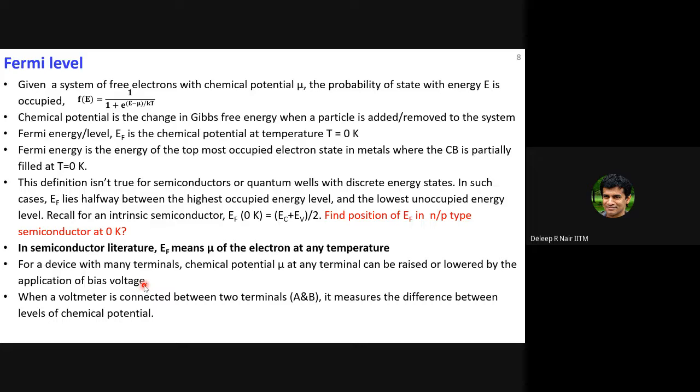Similarly, suppose you connect a voltmeter between two terminals of a device. In reality, the voltmeter measures the difference between the levels of chemical potential at those leads, right? So for example, the potential between these two leads, at point A and point B, is nothing but the difference in the chemical potentials divided by the electronic charge. Later, when you study more about semiconductor devices like a PN junction, you can then wonder what a voltmeter would measure when connected across a diode at equilibrium.